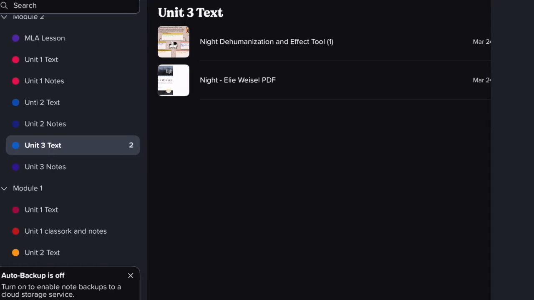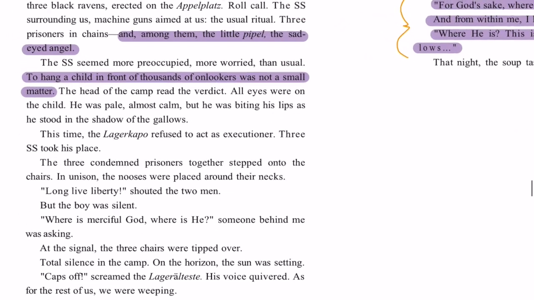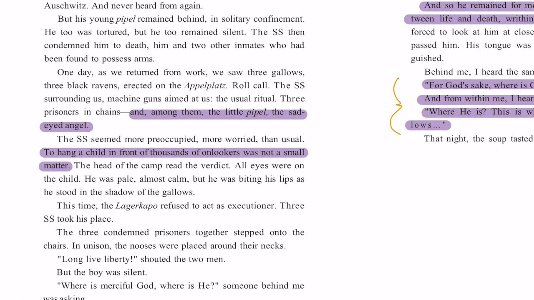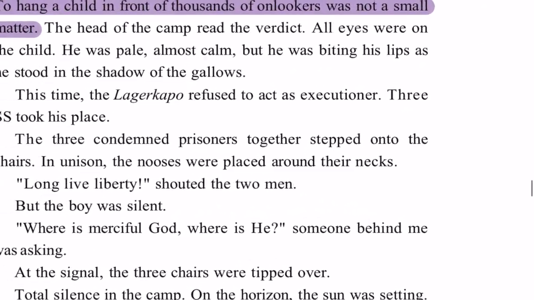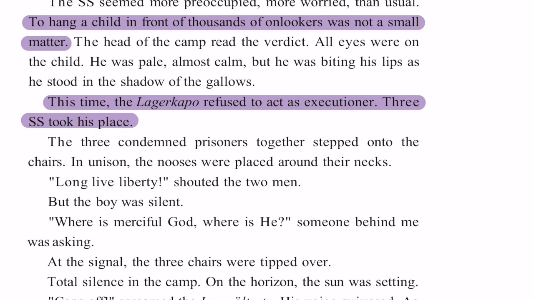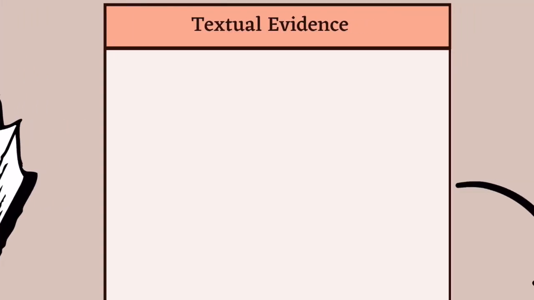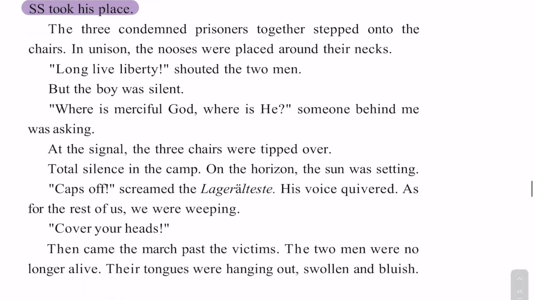So that's going to take us back into our text one final time, okay? And I think it's on page 64 here. Yes, here it is. Look what it says. "This time, the Lager Capo refused to act as executioners. 3 SS took his place." Okay? That's just that one sentence there. Before we even try to break that down, let's get that into our tool as our piece of textual evidence for this third body paragraph. Okay, so what page was that? Was that page 66, I think? 64, actually.